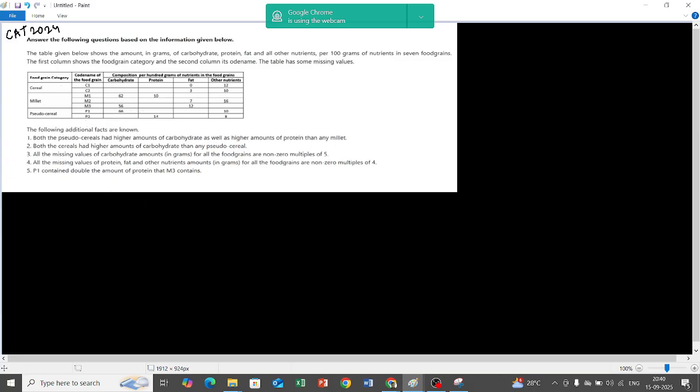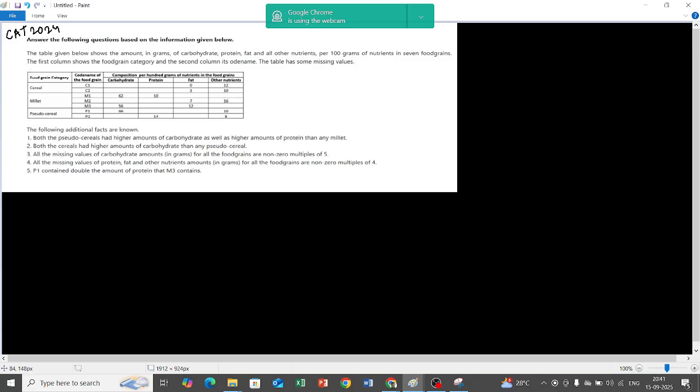The first column shows the food grain category. So which are the food grains over here? The food grains are C1, C2, M1, M2, M3, P1, P2. These are the food grains, and these 7 food grains are divided among 3 categories. What are the food grain categories? One is cereal, one is millet and one is pseudo cereal.